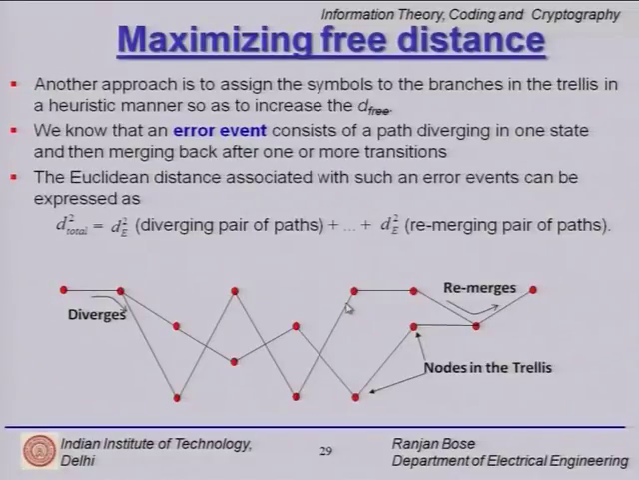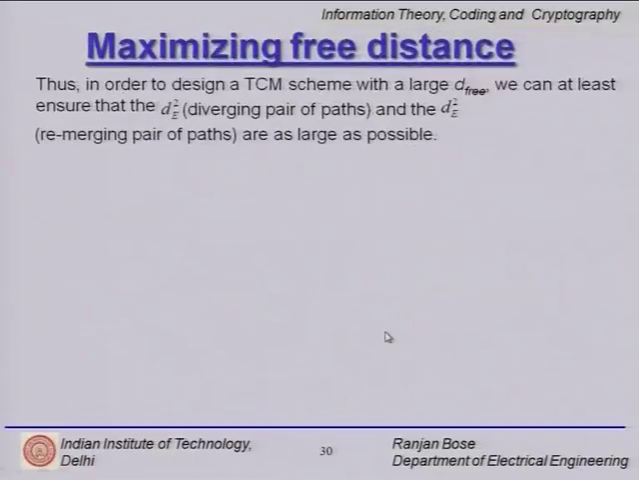So, we will choose the Euclidean distance associated with at least the diverging branches and the merging back branches to give us something. And we also know that there will not be too many hops. In 2-3 hops it combines back. So, it will not be a bad choice.